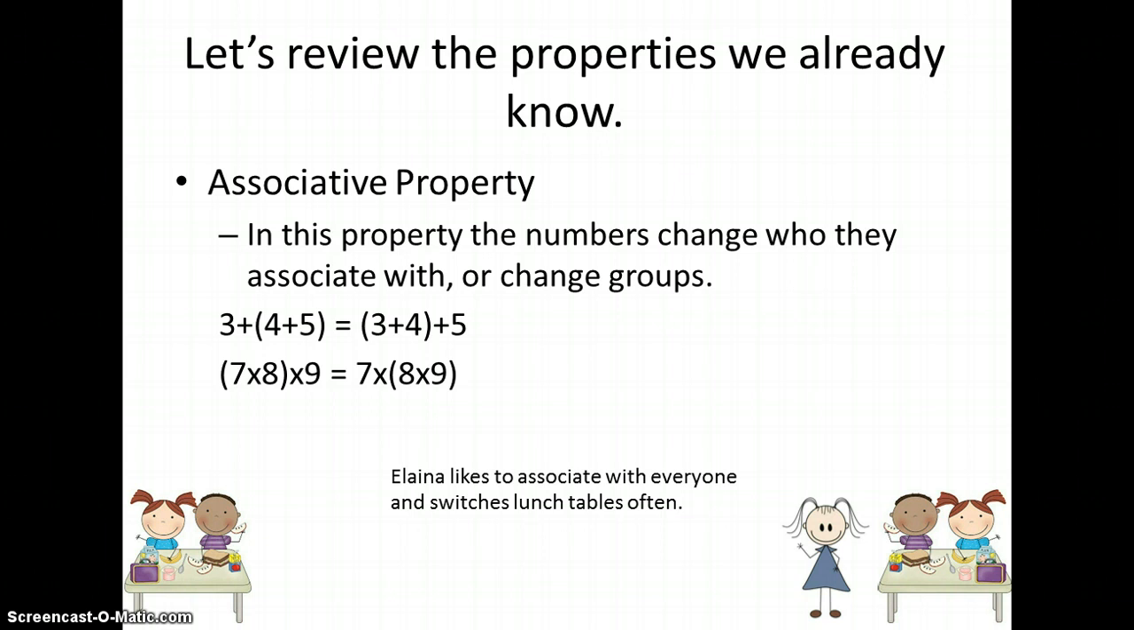If I know the order of operations, I would look at the associative property and do what's in the parentheses first. So let's look at the first problem. 3 plus the quantity 4 plus 5 equals the quantity of 3 plus 4, plus 5. If I were using the order of operations, I would first add 4 plus 5 to get 9, and 9 plus 3 is 12. If I look at the other side where the groupings have been changed, using the order of operations, I would add 3 plus 4 to get 7, and 7 plus 5 also equals 12.